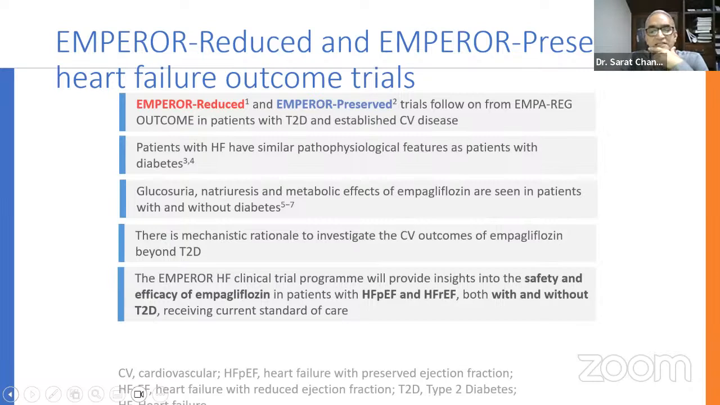Of course, that's not statistically significant, but at least it is clear that whether you have diabetes or not, if your patient has heart failure, give him an SGLT2 inhibitor, he will definitely benefit. Whether he has preserved ejection fraction or reduced ejection fraction, give the SGLT2 inhibitors. Once again, there will be benefit.